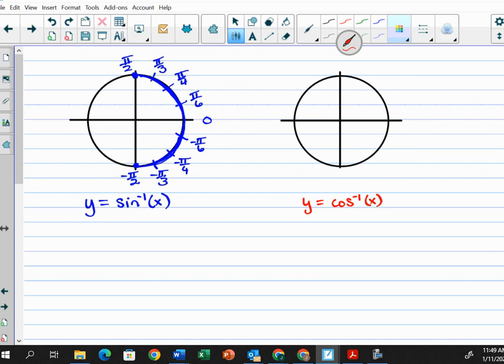Yeah, it could be 0. All right, let's think about inverse cosine then. What was my window for inverse cosine? 0 to pi. So here's 0, come around to pi. Am I going to have any negative angles on this one? No. Just normal: pi over 6, pi over 4, pi over 3, pi over 2, 2 pi over 3, 3 pi over 4, 5 pi over 6.